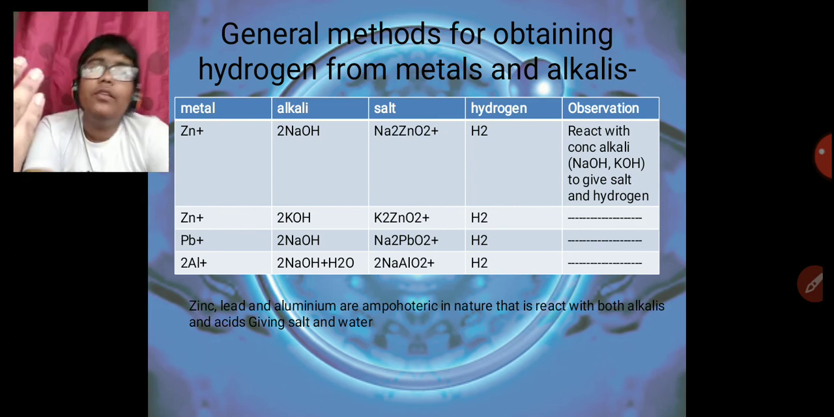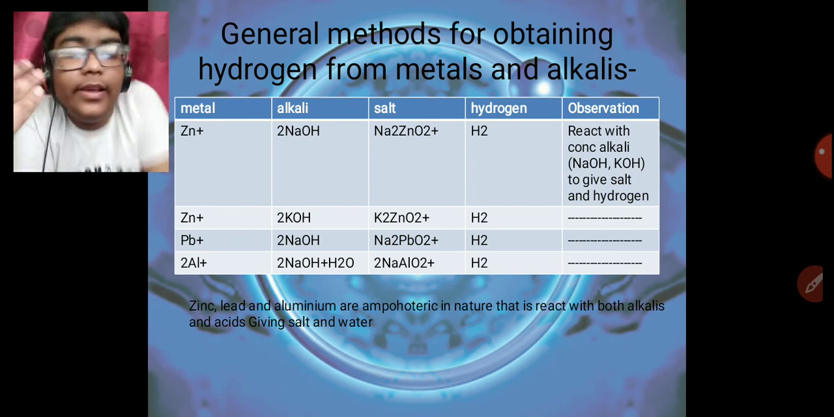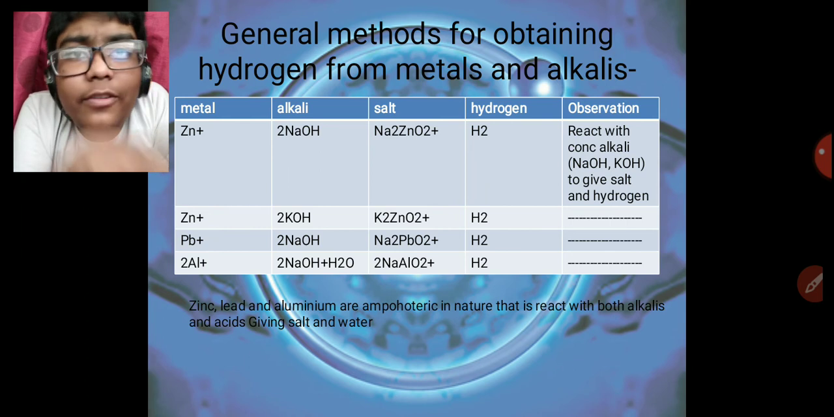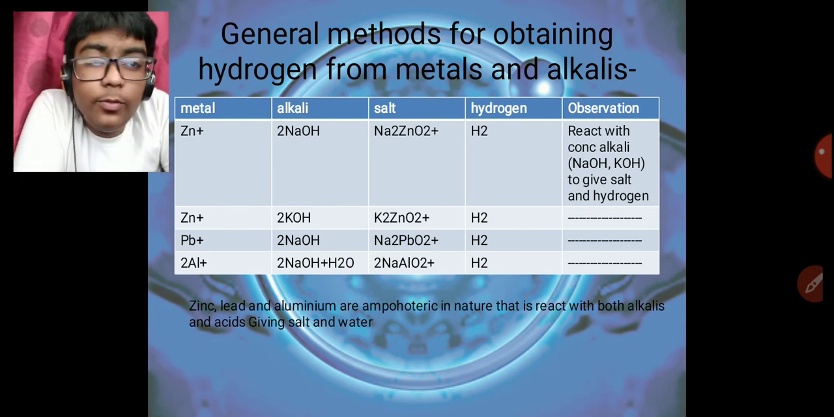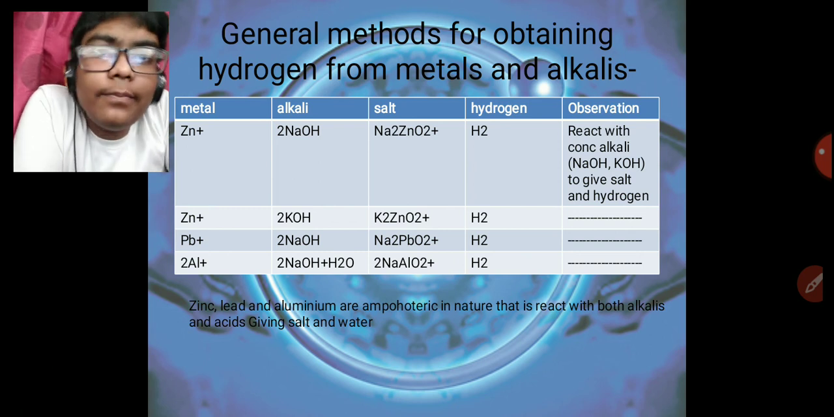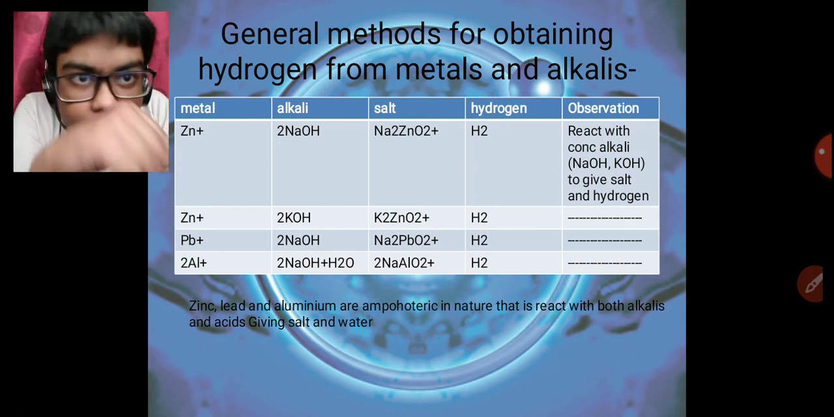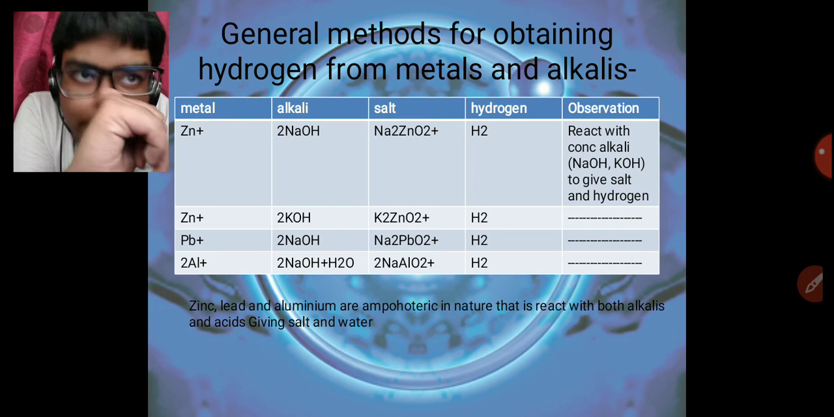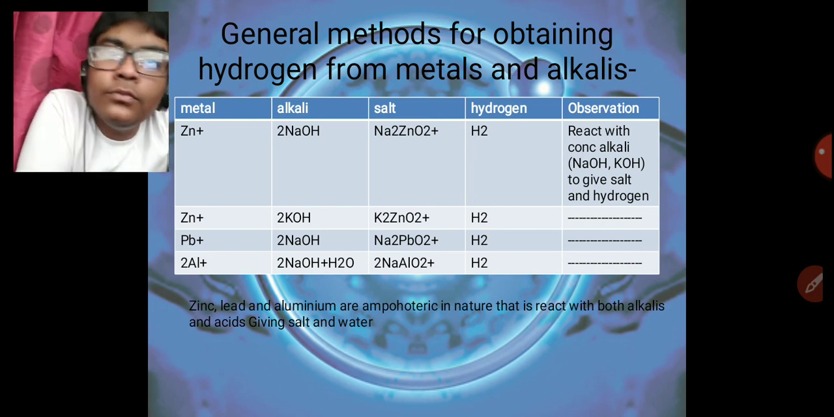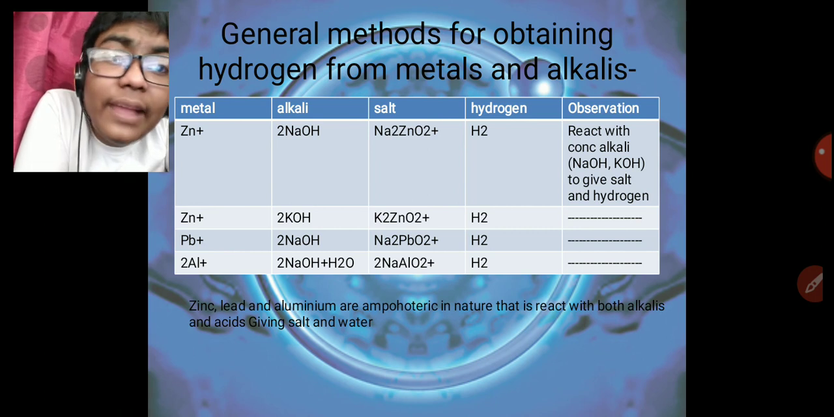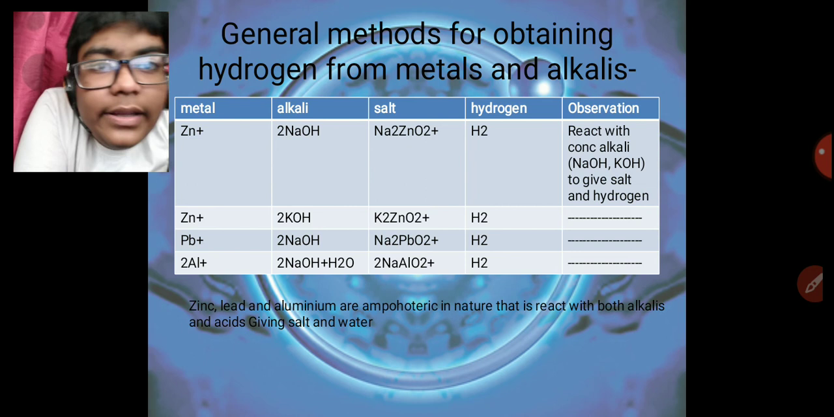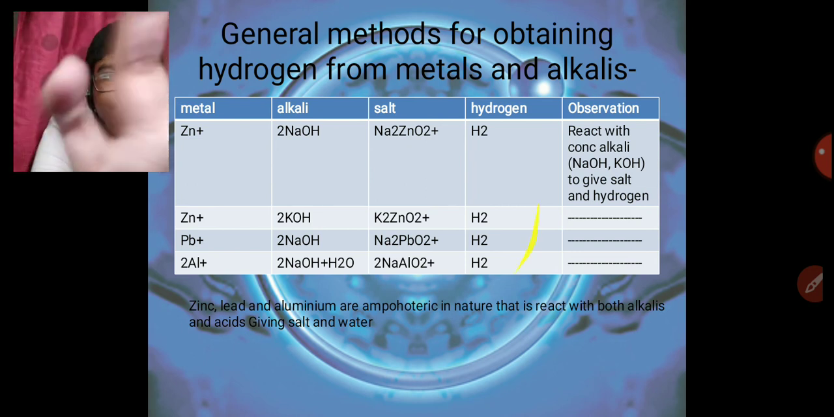The general method for obtaining hydrogen from metals and alkalis. Again, potassium, sodium and calcium are not used here because they can again form an explosive reaction. Then here you can see all the metals you react with alkali give you salt and hydrogen. So zinc, aluminium and lead are also called amphoteric in nature because these can react with both alkalis and acids to give you salt and hydrogen.